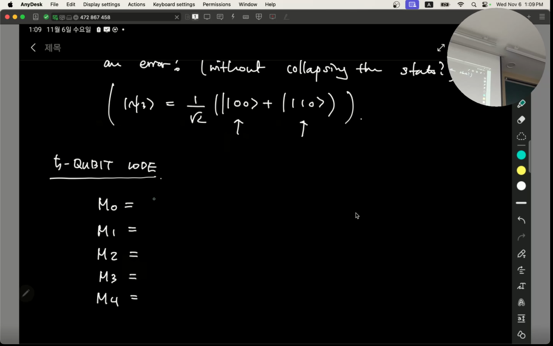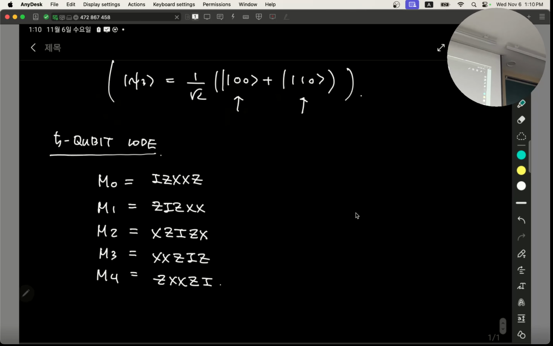So M0 is, since there are 5 physical qubits, there are 5 gates applied to each qubit. Starting from the rightmost gate, it's a qubit 0 gate, to the leftmost gate, it's a qubit 4 gate. So first one is set XX, set I, reading from the right to left. And the second one is this. And the third one is this. And this. And this. So this is not fixed.